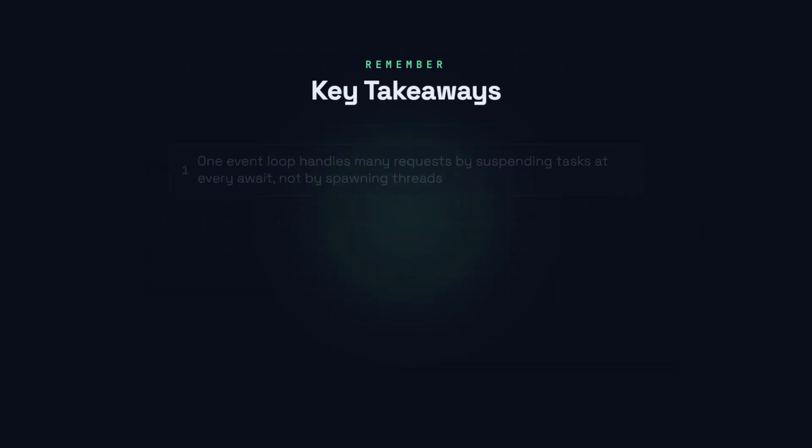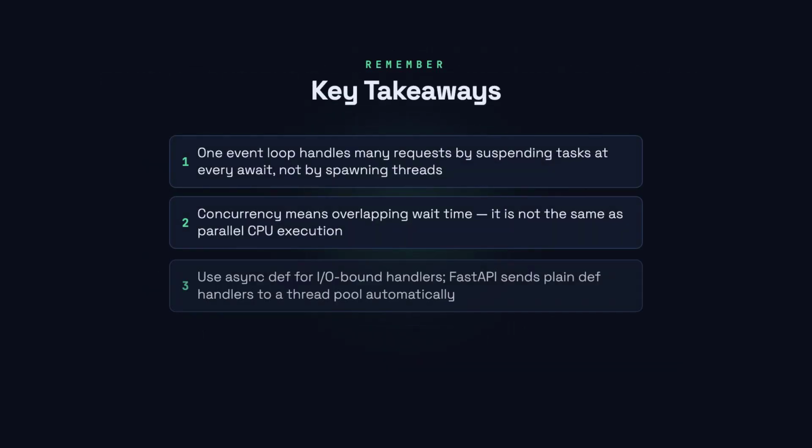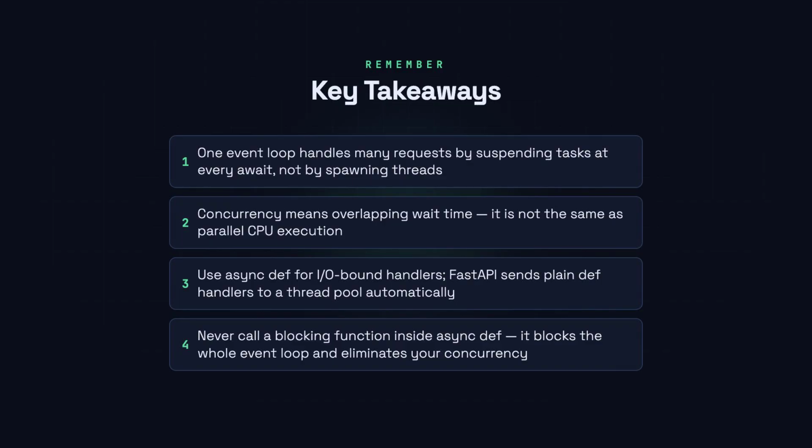To summarize, FastAPI uses a single event loop that cooperatively switches between coroutines whenever they hit an await. This gives you high concurrency without the cost of many threads. The rule to memorize is async def for anything that waits on I/O, plain def for anything that is CPU bound or uses a synchronous library. And if you take nothing else away, remember this: a blocking call inside async def is silent and deadly. It stalls every other request in the process.